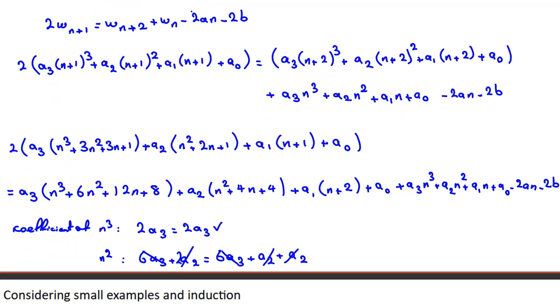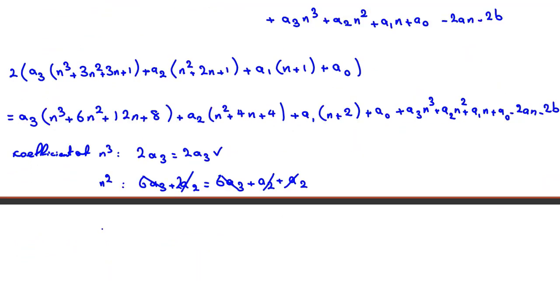Now let's open a new page. Let's consider the coefficient of n. Here 3a3 times 2 is 6a3, plus 2 times 2, 4a2, plus a1 times 2, 2a1. Now here, if we consider 6a3, so the coefficient of n: 12a3 plus 4a2 plus a1 plus a1 again minus 2a.